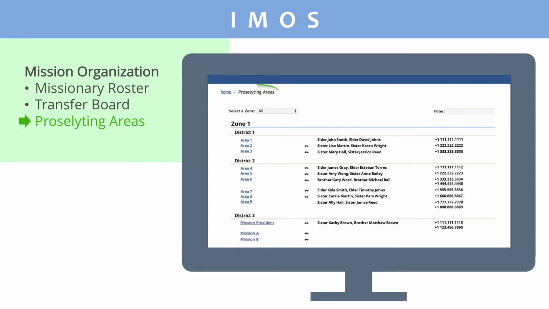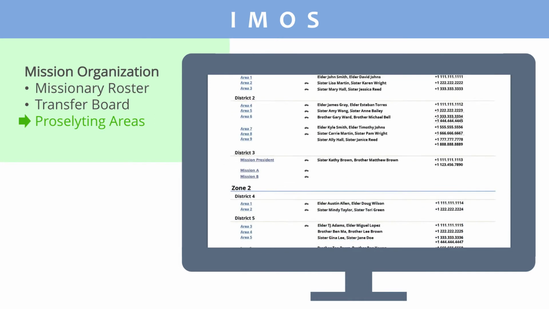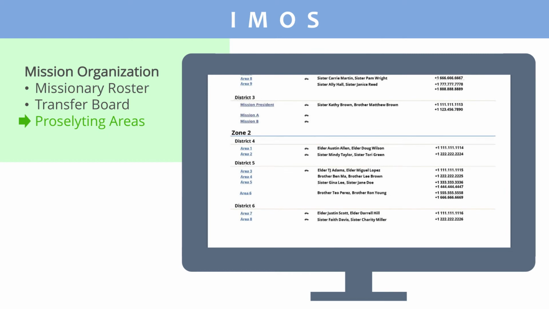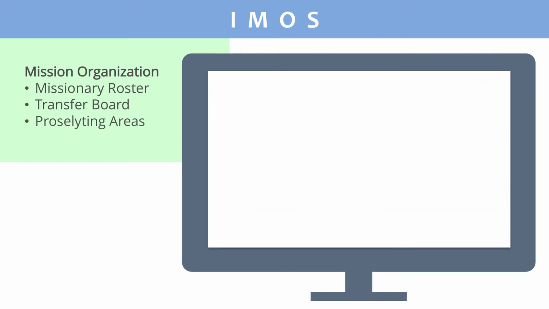As you see by the title, this screen contains the details of your proselyting areas. The main headings are zones, with districts listed below. Each line lists a companionship. You can bring up one zone at a time or scroll through all of the zones on one screen. Other tools are also available in the Mission Organization section, but we won't cover them all in this brief overview.